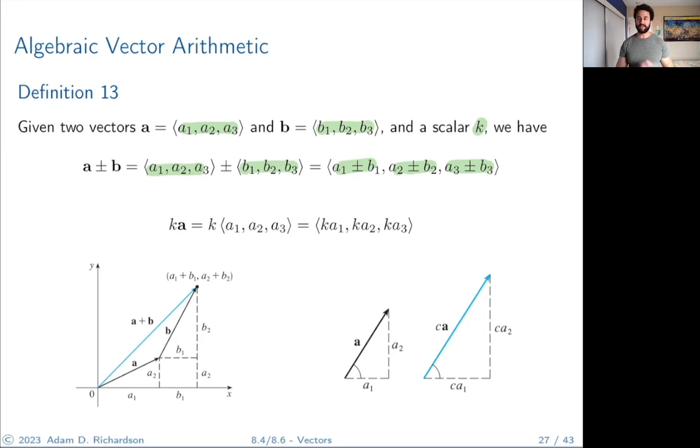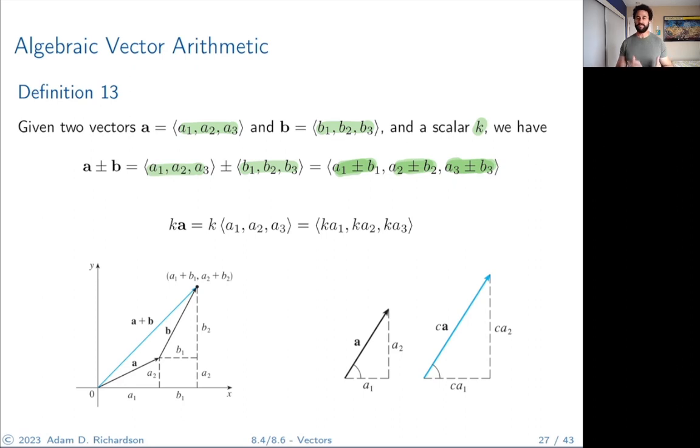And if I want to subtract those two vectors, if I want to do a minus b, I subtract the corresponding components. And the resulting vector will be the vector sum or the vector difference. So everything's just component-wise, super simple.